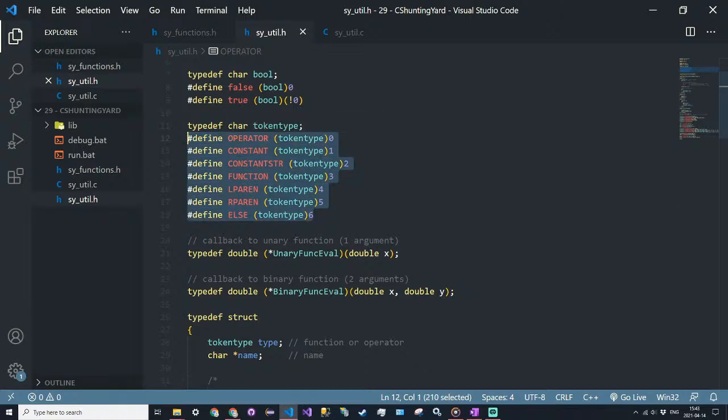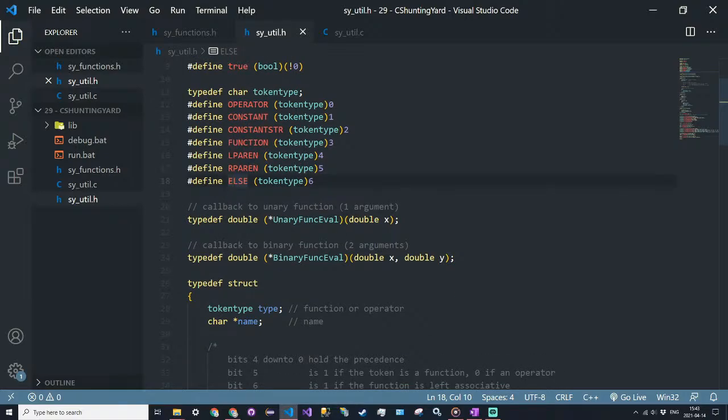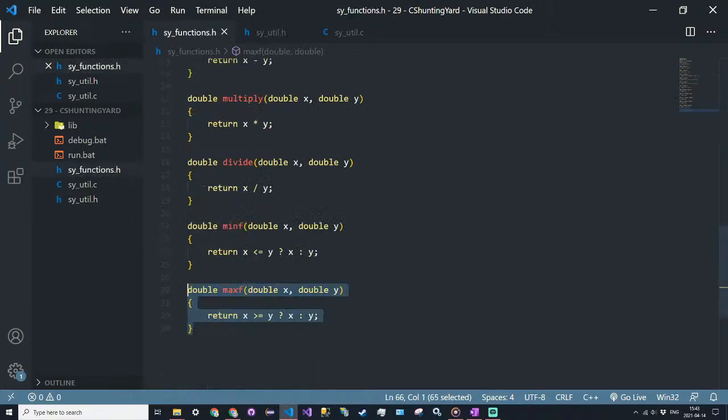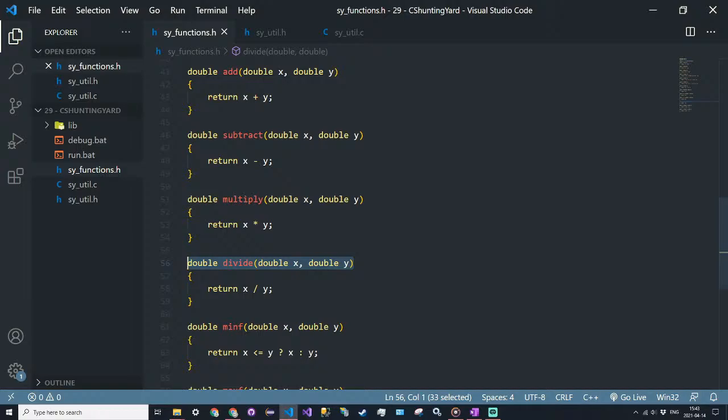But yeah, back to this. We have our macros here that define the types of tokens that we'll have. Operator, constant, constant string, which will be for stuff like pi and the natural base, functions, left parenthesis, right parenthesis, and else, just as an error type. Then we have two callbacks here. We typedef a function callback for a unary function evaluation, which will take in one argument, and for the binary function evaluation, which will take two arguments. And now we can see why these functions will be helpful, because we need to pass a pointer to some function, and these functions will do just that.